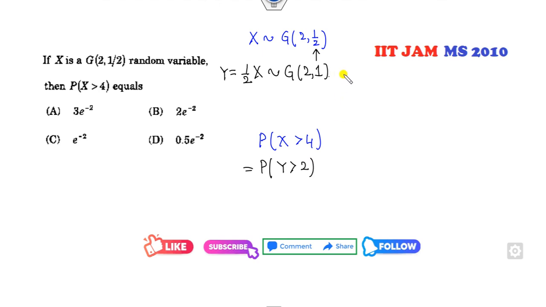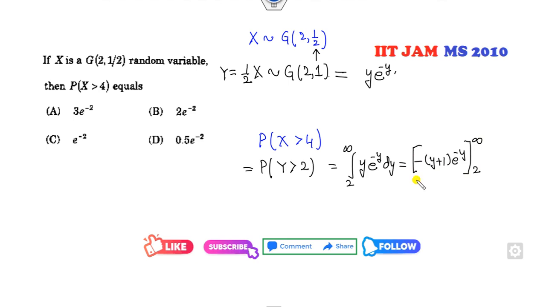Now what is the gamma distribution of 2 comma 1? We all know the PDF is y e raised to power minus y. Fine. Now I can see it's the integral from 2 to infinity of y e raised to power minus y. So what is the integration of this? Minus y plus 1 times e raised to power minus y.